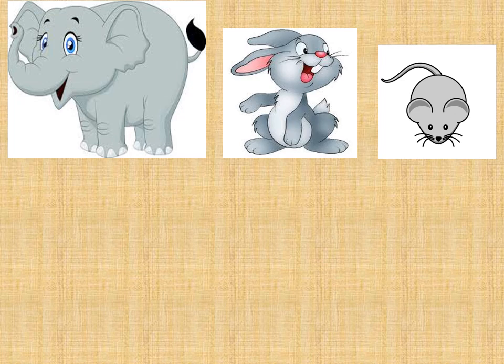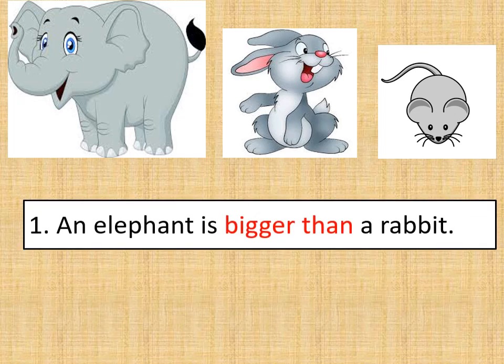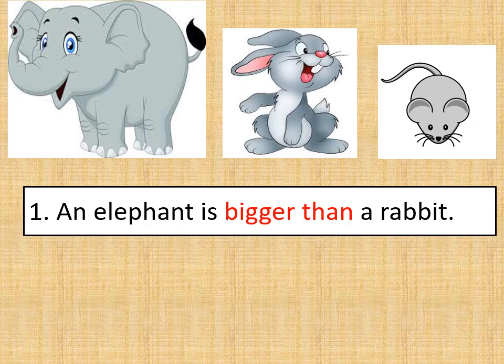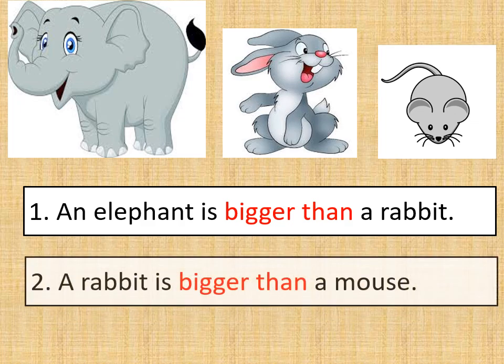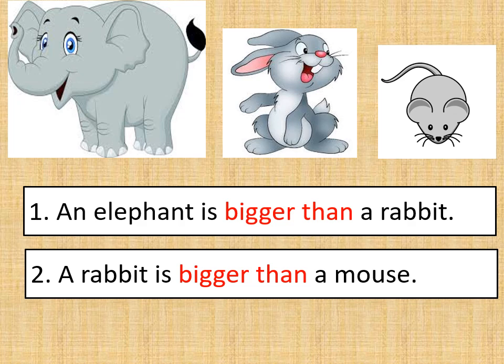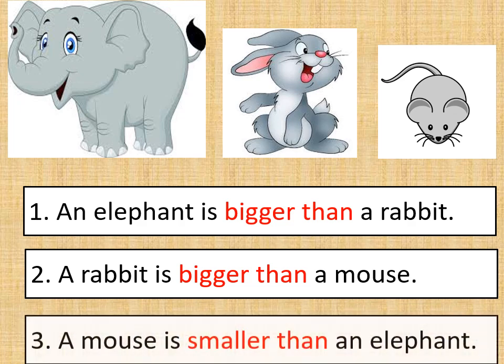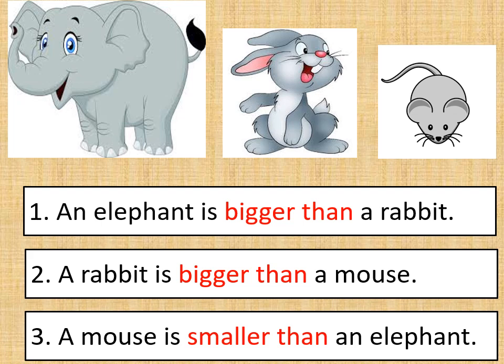Look at these pictures. We have an elephant, a rabbit, and a mouse. Let's compare an elephant with a rabbit, a rabbit with a mouse, and a mouse with an elephant. An elephant is bigger than a rabbit. A rabbit is bigger than a mouse. A mouse is smaller than an elephant. Bigger and smaller are comparative adjectives.